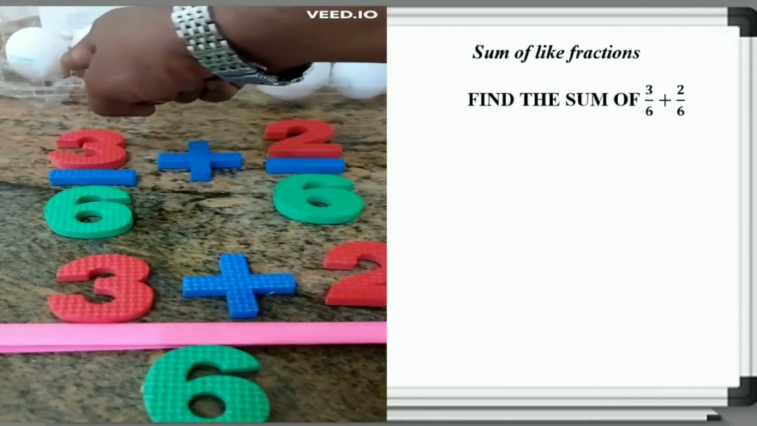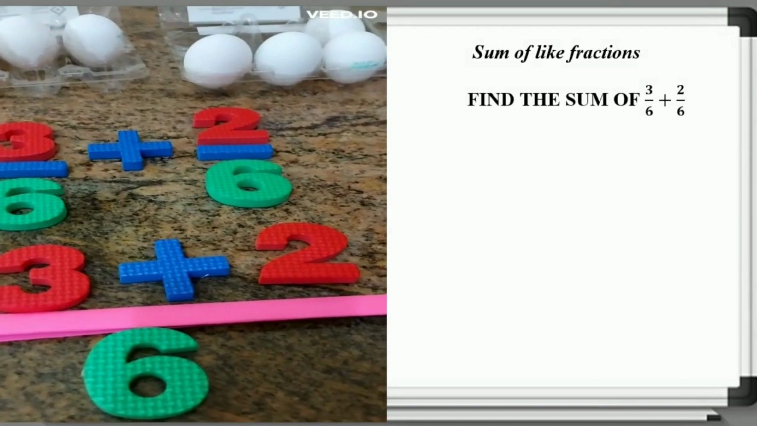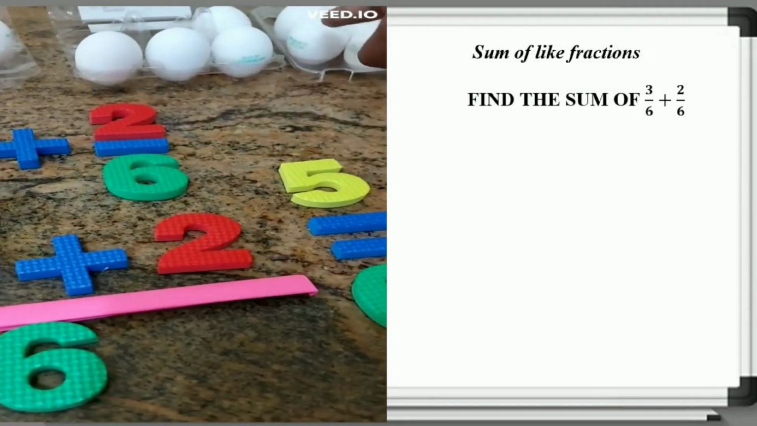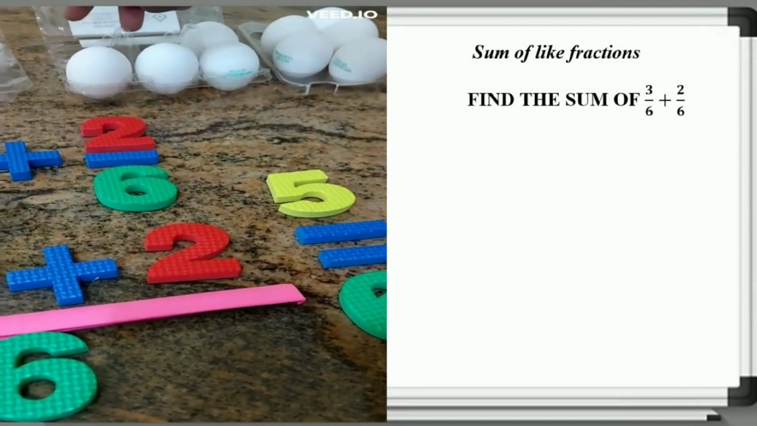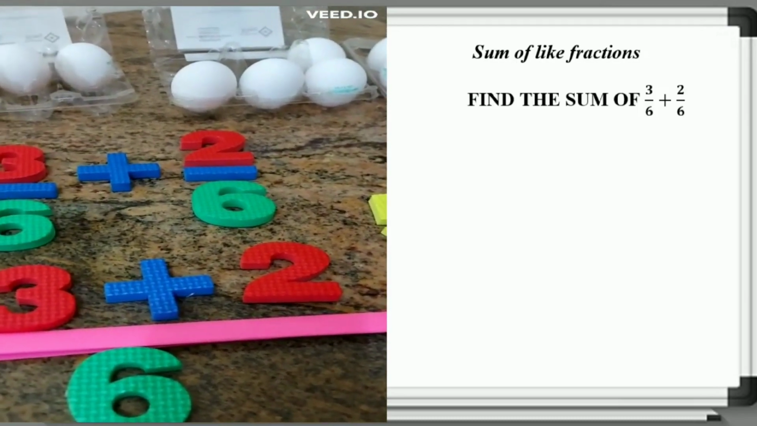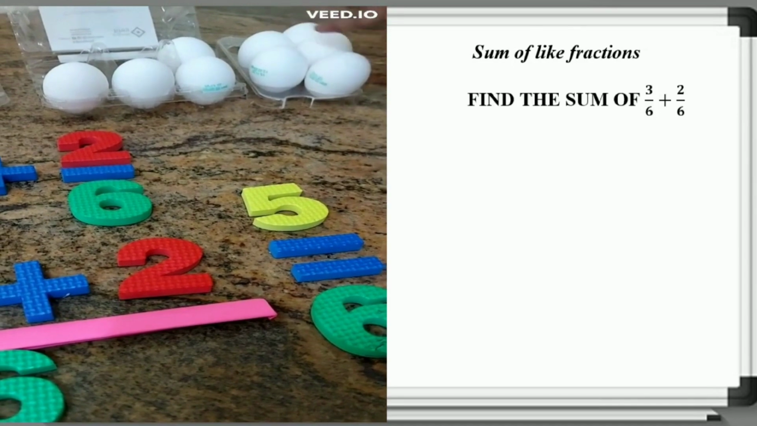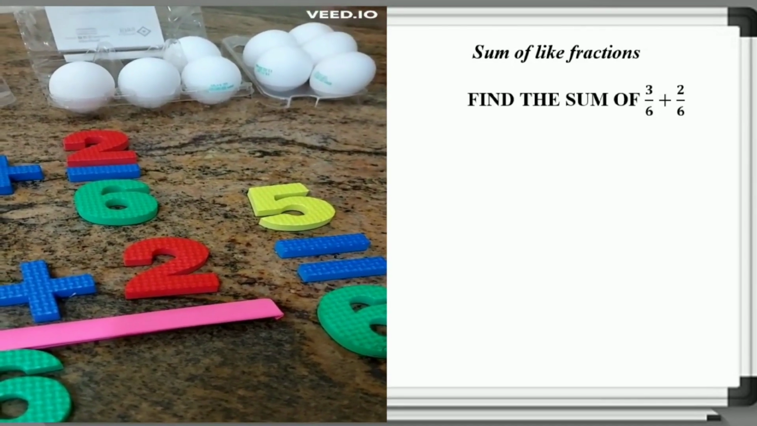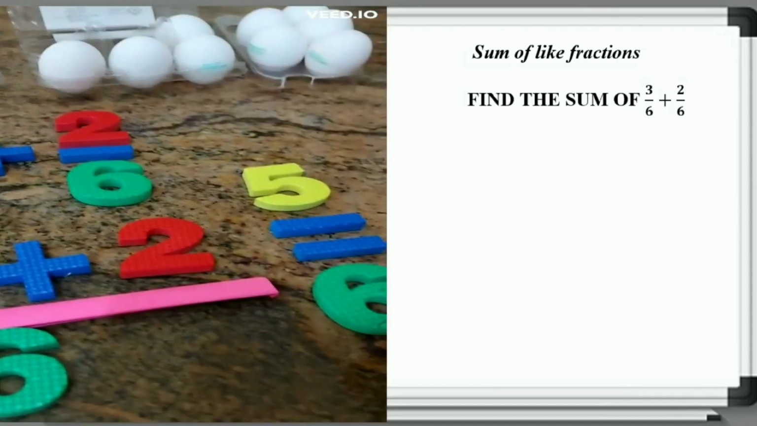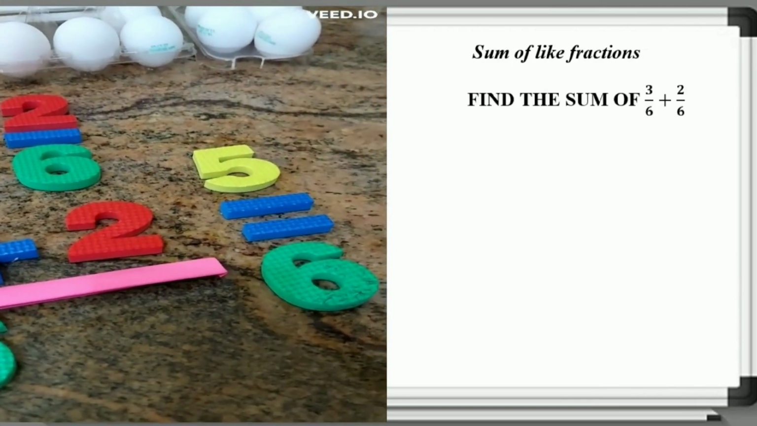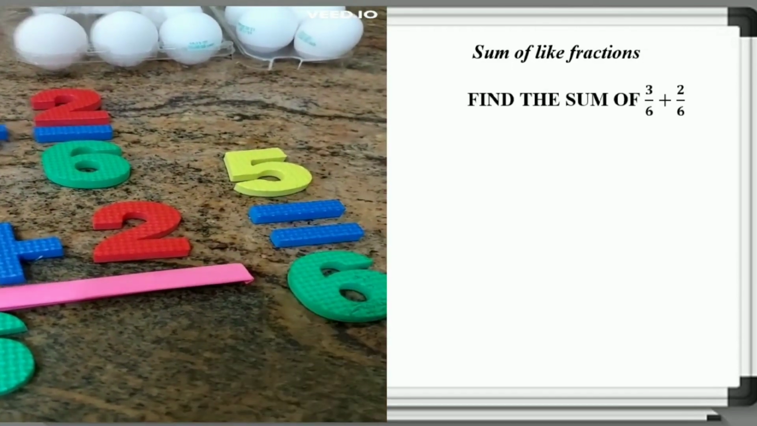From here I have taken 3 x's, 1, 2, 3, and kept them here. And from here I have taken 2 more, 1, 2. Now see very clearly: 1, 2, 3, 4, 5. So out of 6, we have 5 over 6. By practical example, I have shown you how we can sum up like fractions.